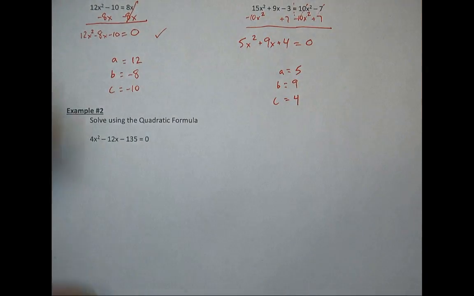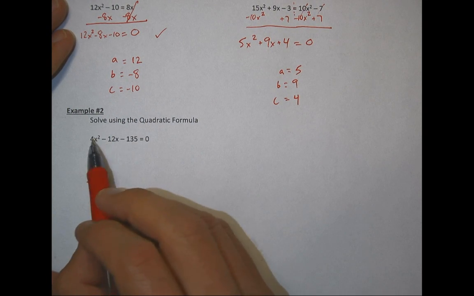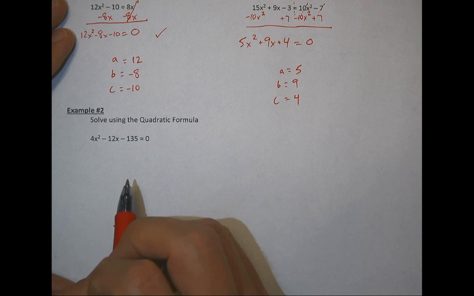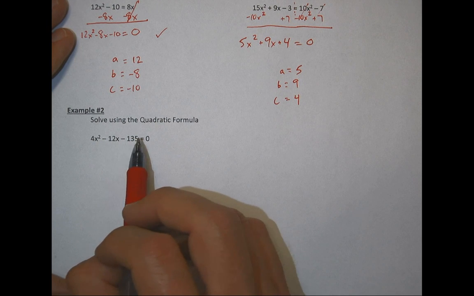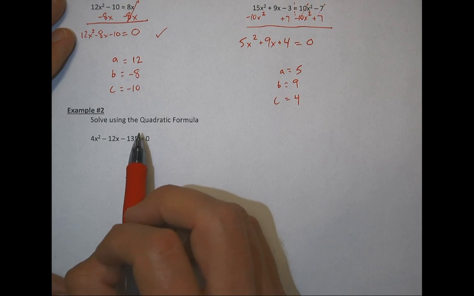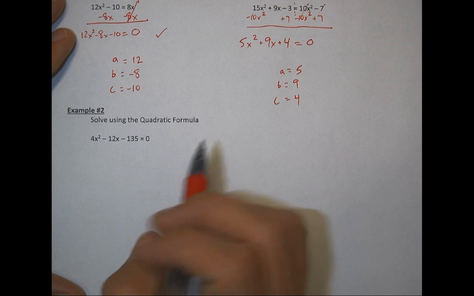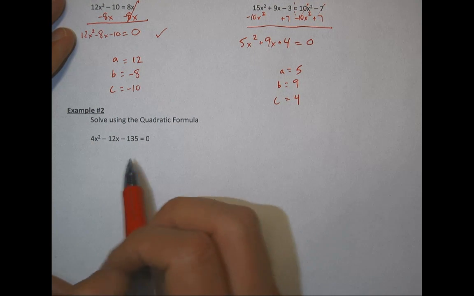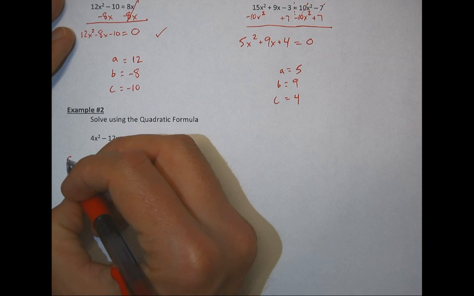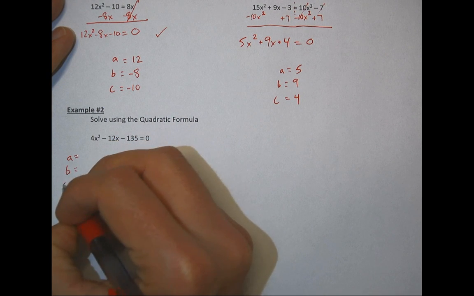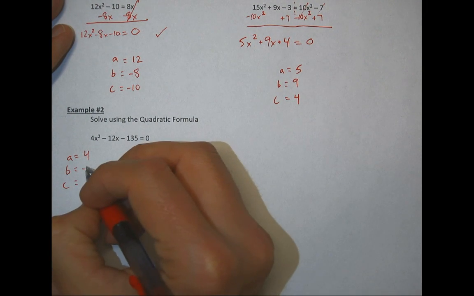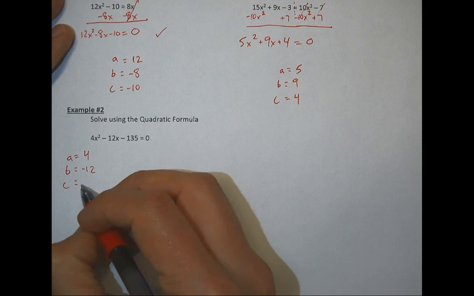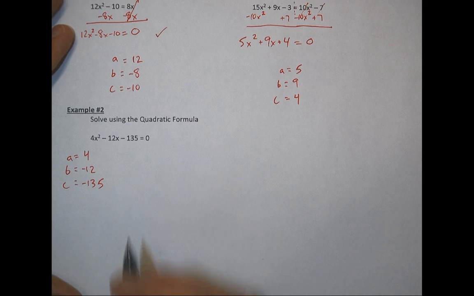So this one you can see is already in standard form, and they just want us to solve it. What is x? How do I solve for x? So you could try and get x by itself, but again, you've got an x squared and an x. So you're only going to be able to isolate one of them, and the other one's going to be on the other side, and you're not going to be able to do anything with it. So we have to use the quadratic formula here. So we need an A, a B, and a C. So A is 4, and B is negative 12, and C is negative 135.